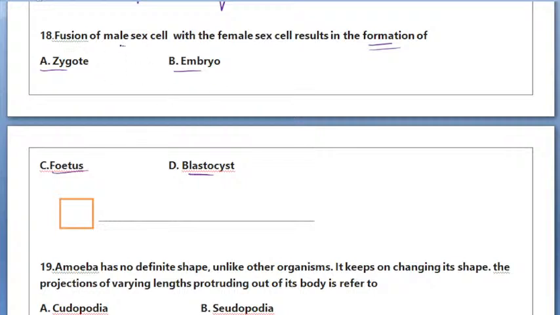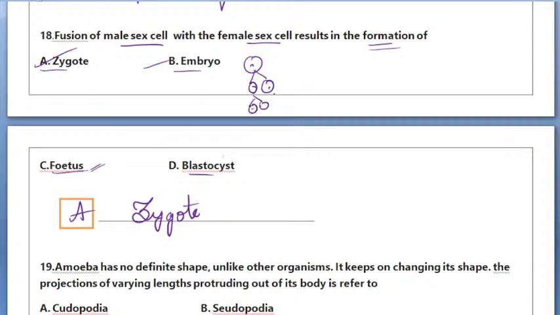See, the fusion of male sex cell with the female sex cell firstly results in the formation of a zygote, which is a single-celled organism. After the zygote, the embryo will form. After the embryo, it is the fetus. What is a blastocyst? When this zygote, that means one cell, divides to form two cells and again four cells, cell division takes place. So a mass of cells will be formed. This is called a blastocyst.